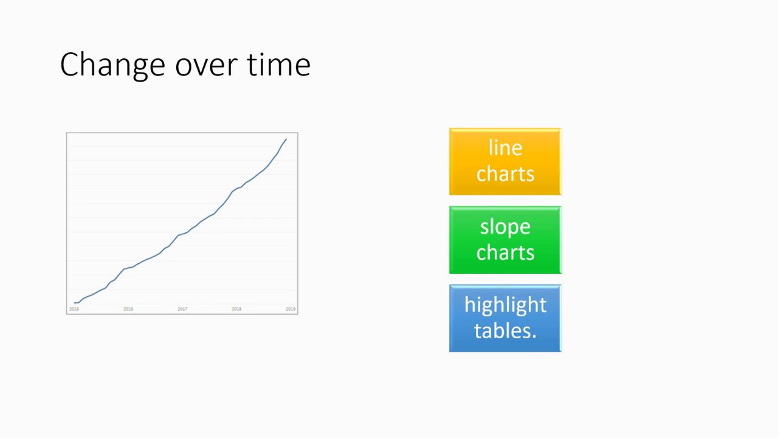So, the first one is change over time. Showing a change over time for a measure is one of the fundamental categories of visualization. There are many options for exploring change over time, including line chart, slope chart, and highlight chart. So, if you want to represent the change over time, you can use any one of these charts.